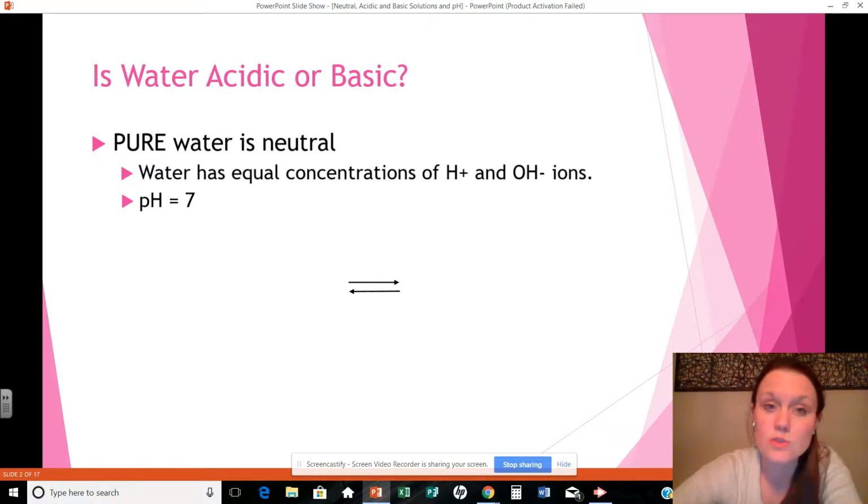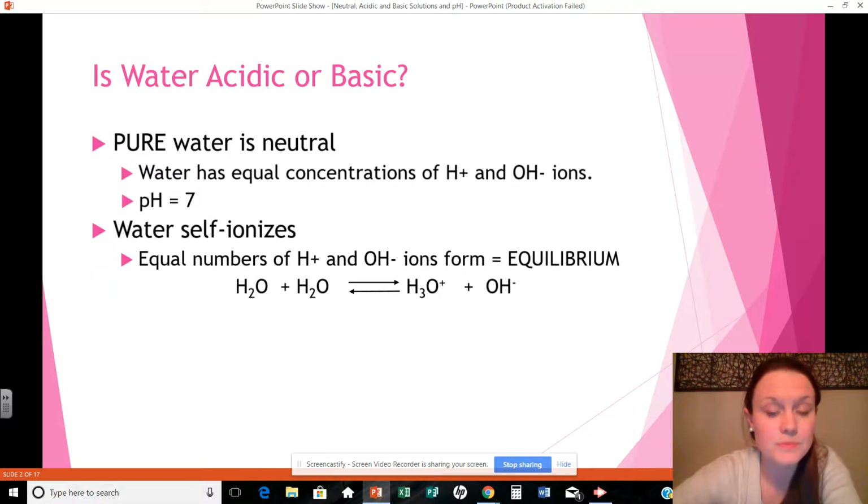Because it's neutral, it has a neutral pH of 7. Now, in order to have these equal concentrations of hydrogen and hydroxide ions, water does something called self-ionizing. What happens as water self-ionizes is that water is spontaneously forming hydronium ions, that's the H3O plus, and hydroxide ions, the OH minus. So it's constantly and spontaneously forming these H3O plus and OH minus ions from the water molecules.